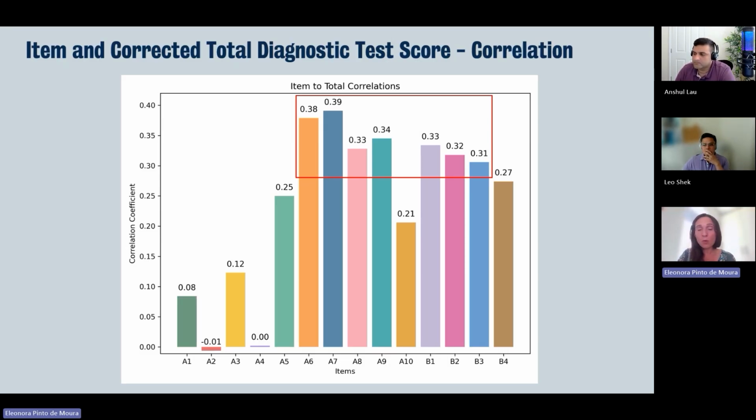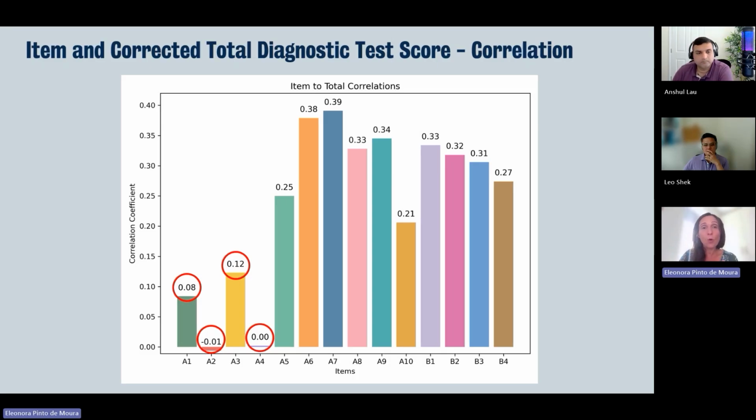And all these items had a statistically significant correlation, except questions A1 to A4. So this was really helpful for us to identify the items that were performing well and the ones that we clearly needed to replace in future iterations of our test. So now I'm going to hand over to my colleague Leo, who will talk through the rest of the statistical analysis that we've done.